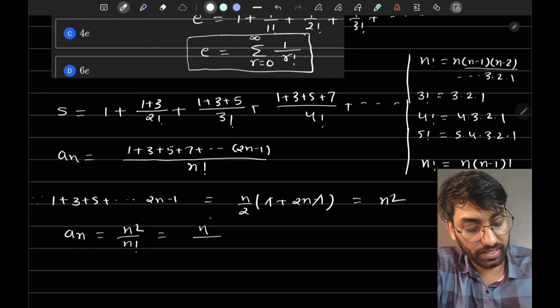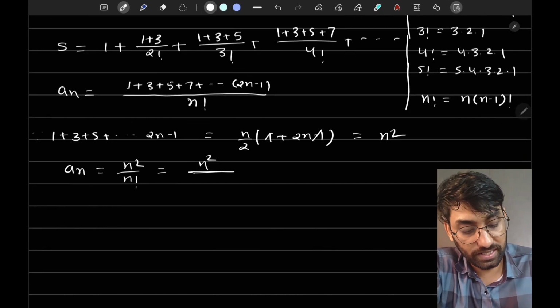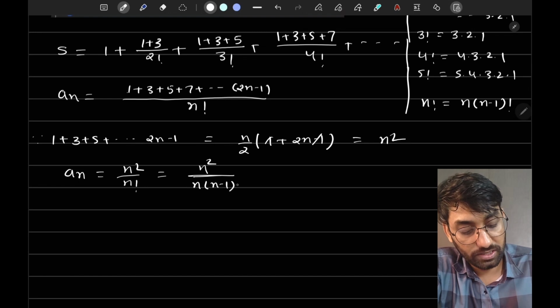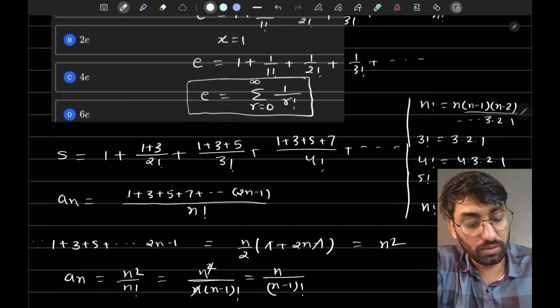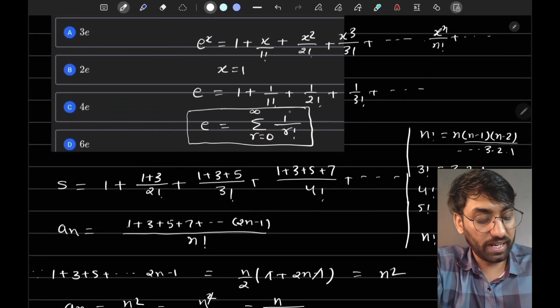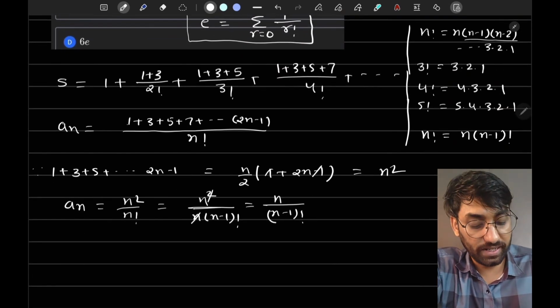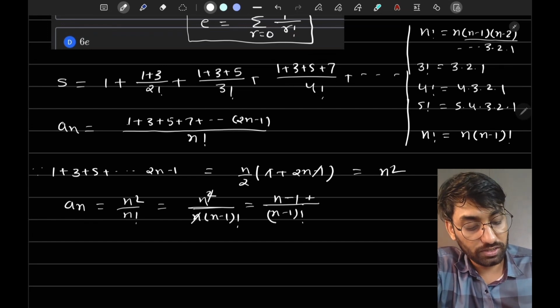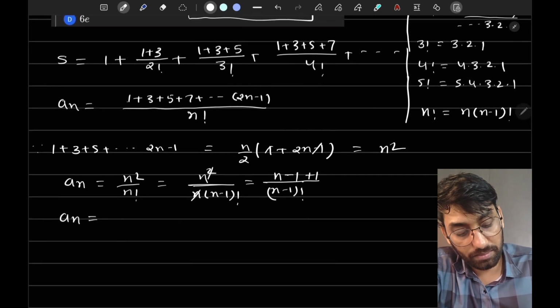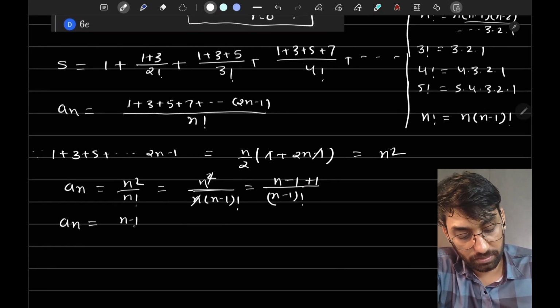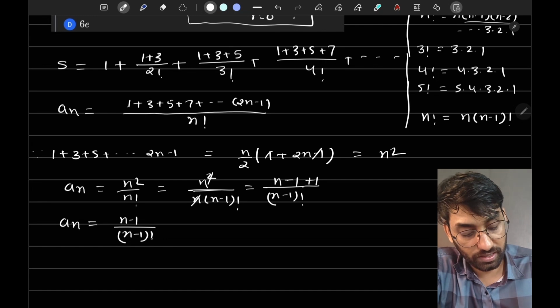So here I can write this n factorial as n into n minus 1 factorial, so n will cancel out. I will get n upon n minus 1 factorial. Now, for making this form, the numerator needs to be n minus 1, but here I have n. So I will just subtract 1 and add 1. In this case, my an becomes (n minus 1) by (n minus 1) factorial plus 1 upon n minus 1 factorial.